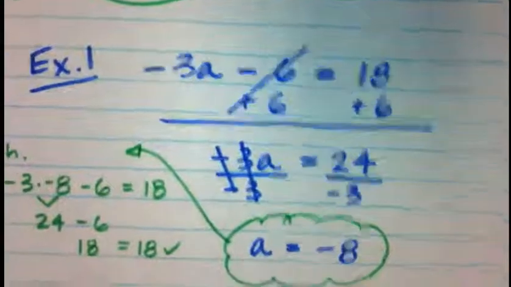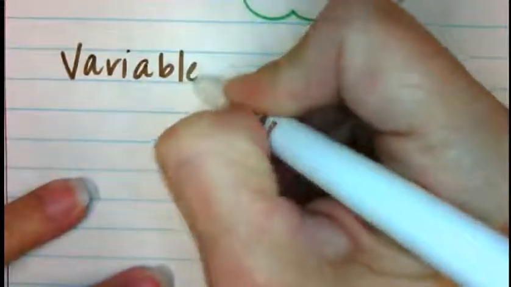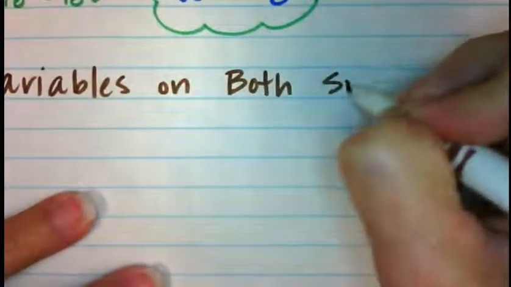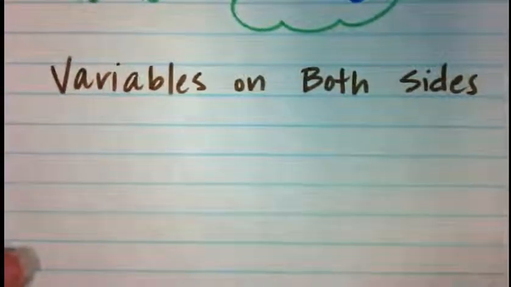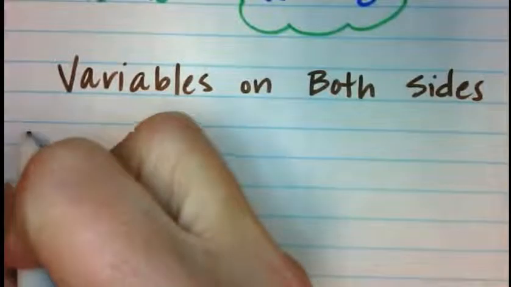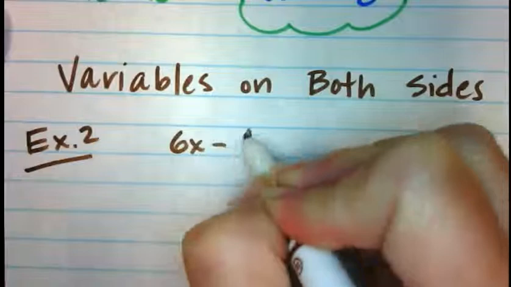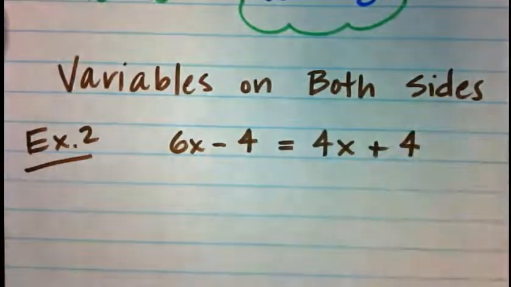All right. That is what you guys did last year, and that's called a two-step equation. What we are going to do is called variables on both sides. Okay, so our equations will look something like this. So, for example 2, 6x minus 4 equals 4x plus 4.